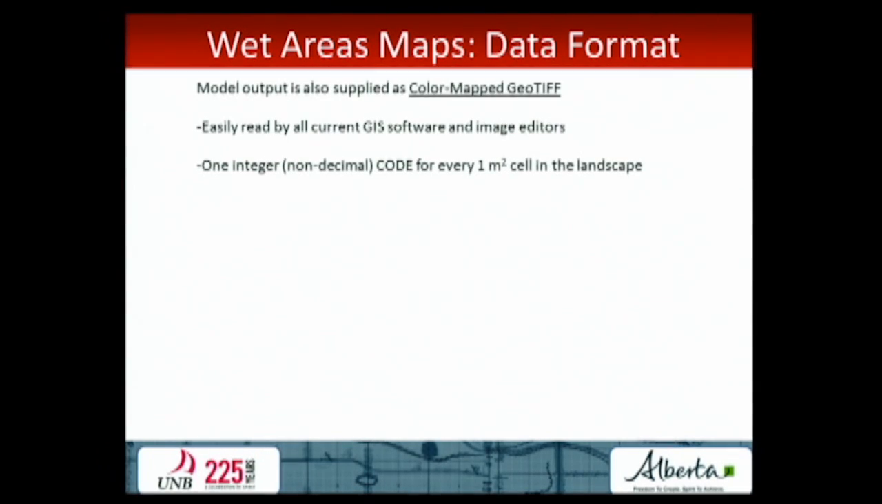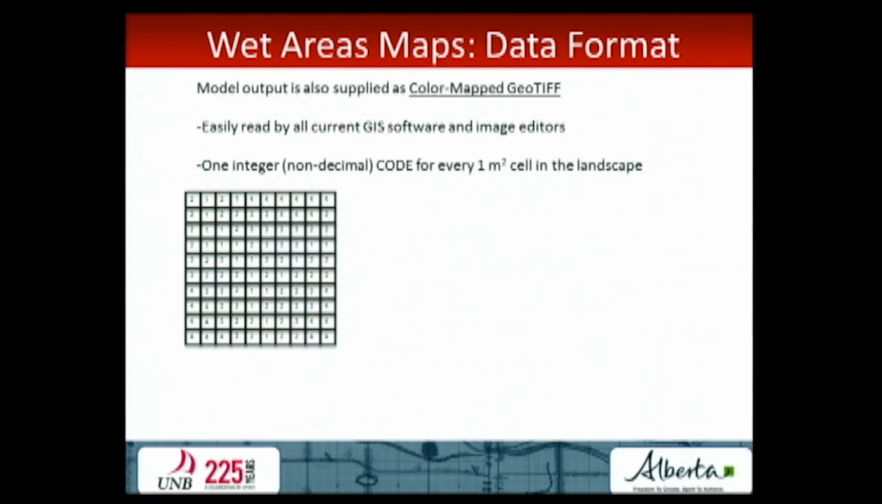One of the other delivery types for the wet areas mapping data is a color map geotiff, which is easily read by all current GIS software and image editors. For this data format, one integer or non-decimal wetness code is applied for every single 1 meter cell across the landscape. So as you can see in this conceptual example, we have the same location, only instead of the actual decimal precision depths of wet area, we have the wetness codes.